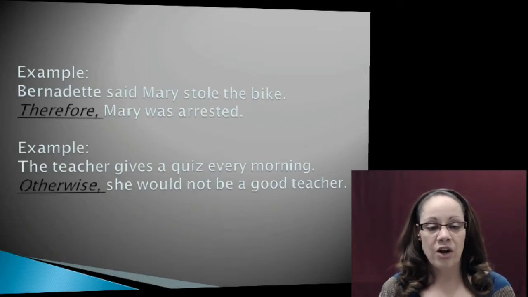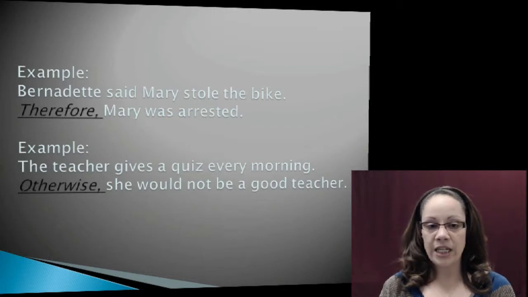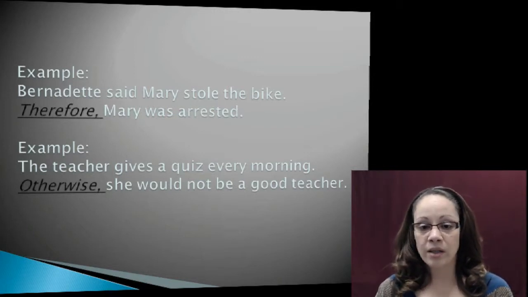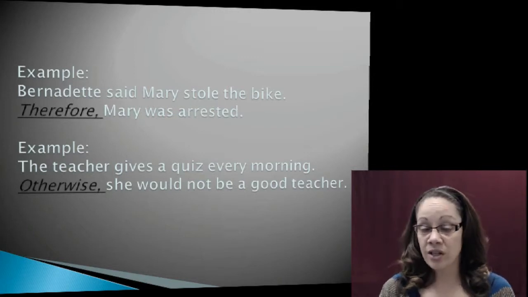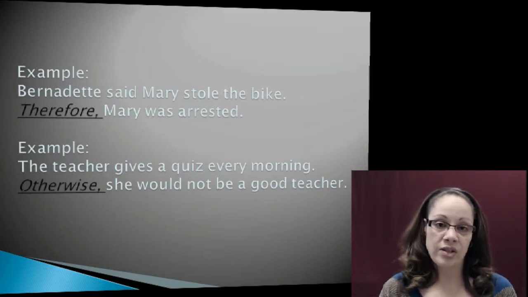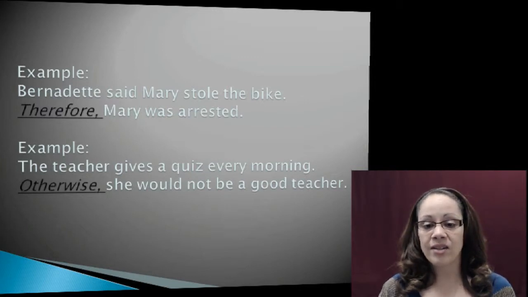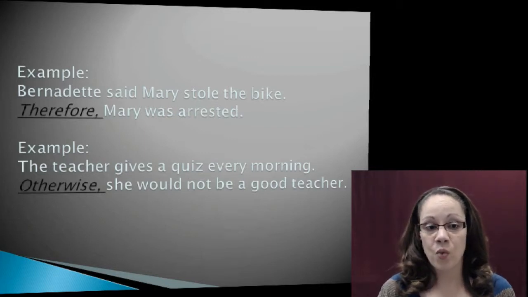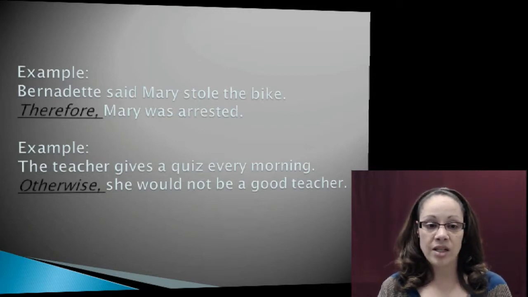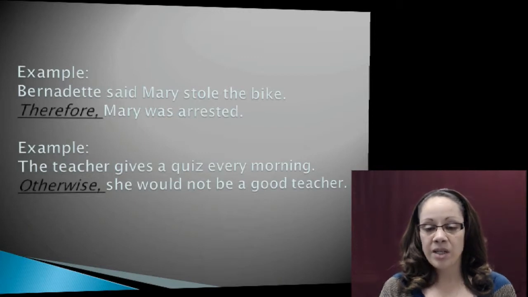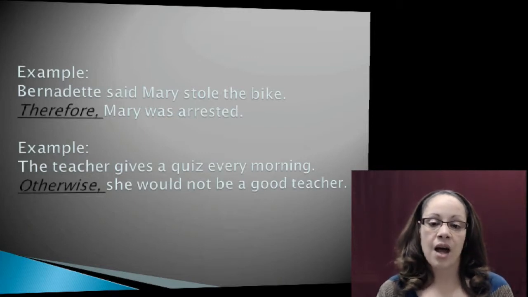Okay. Now our next example, the teacher gives a quiz every morning. That's one complete sentence. Gives is our verb, teacher is our subject. Our next sentence begins with another one of our conjunctive adverbs, otherwise. She would not be a good teacher. So otherwise begins this independent clause. I need a comma right after it.